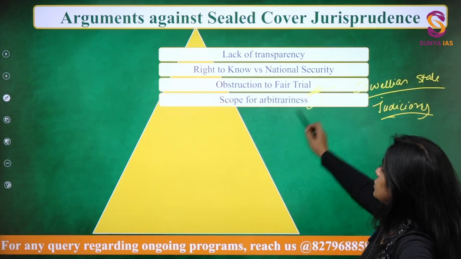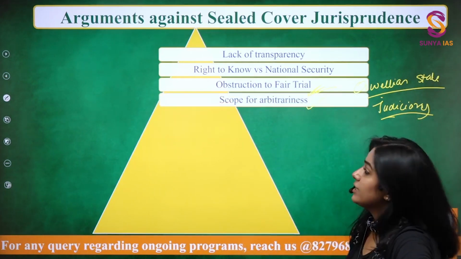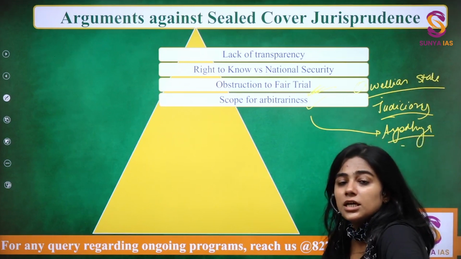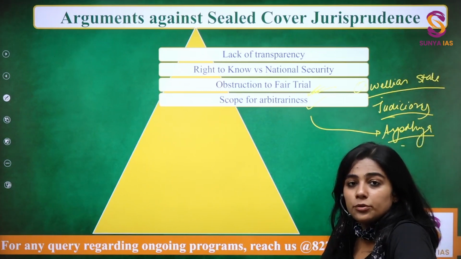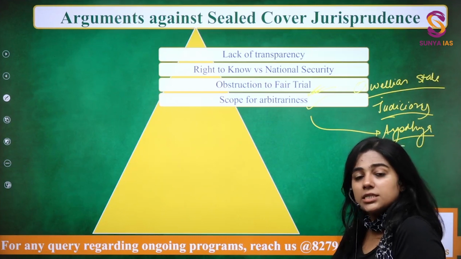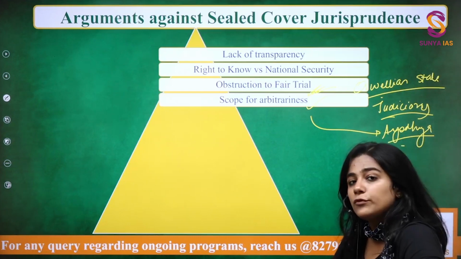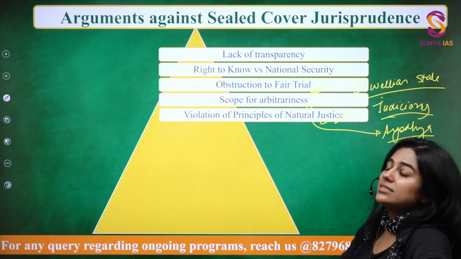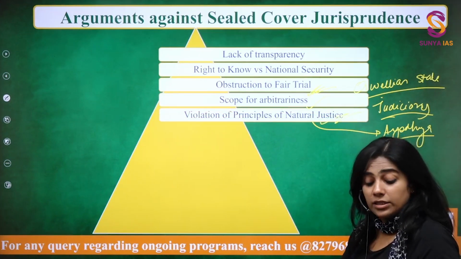Then there is of course scope for arbitrariness. Again, here take the Ayodhya case as an example. What was the need of giving the information related to the Ayodhya Ram Mandir case in sealed covers? What was the need for that? Then it of course violates the principle of natural justice. Why? Just think about it.